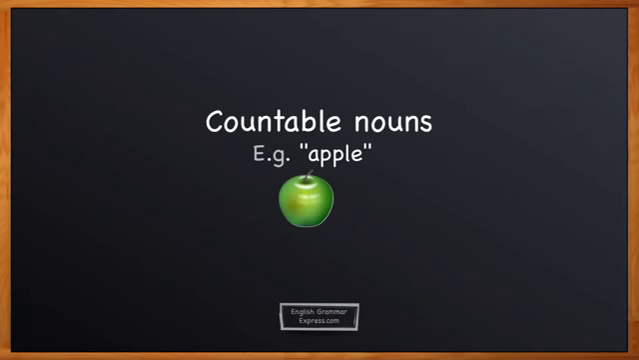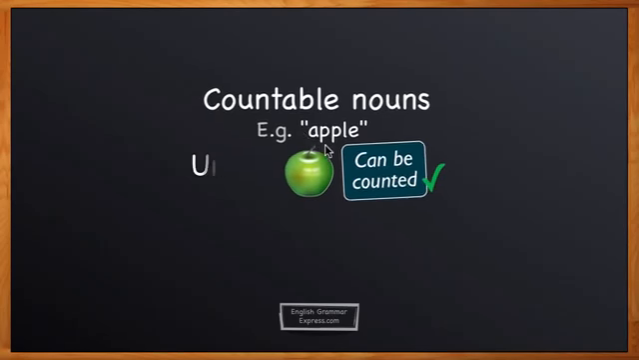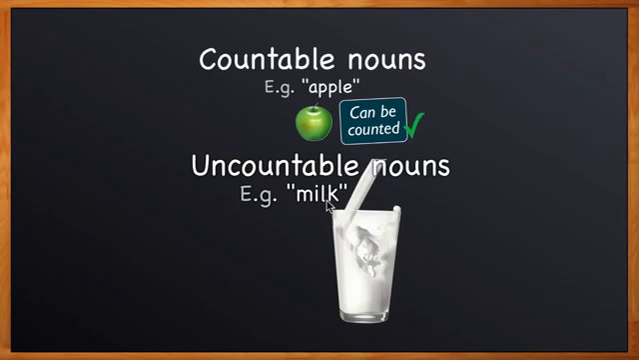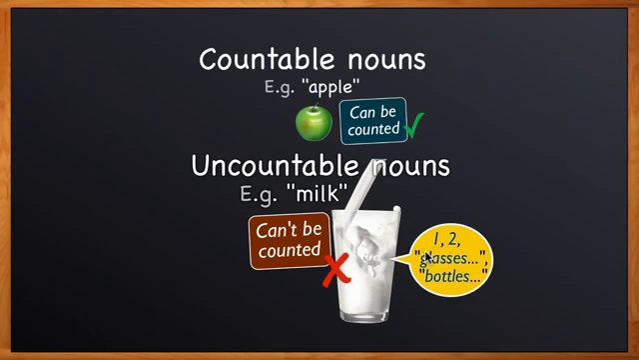Now, you probably know already that countable nouns, like apple, can be counted. For example, 1 apple, 2 apples, 3 apples. Whereas uncountable nouns, like milk, can't be counted. So we can't say, for example, 1, 2 or 3 milks. If we want to count milk, we have to say 1 or 2 glasses or bottles of milk.